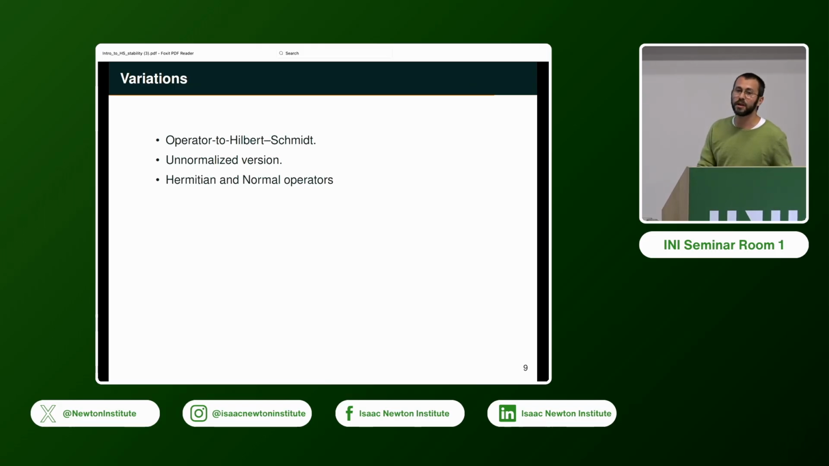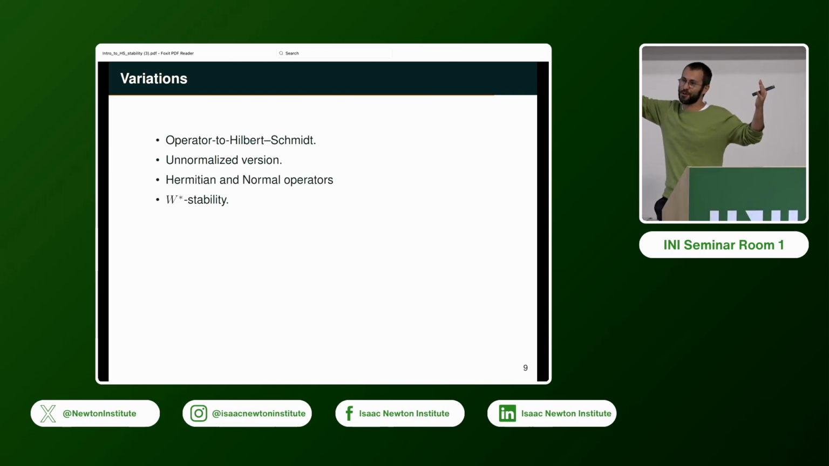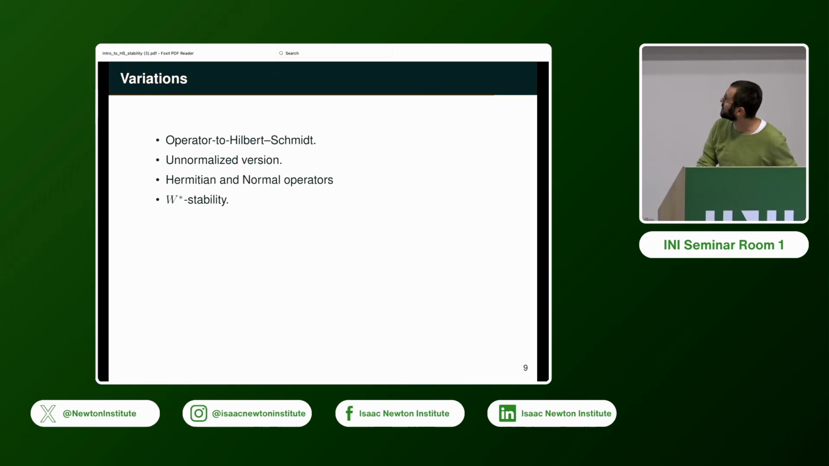Rather than unitaries, you can ask about Hermitian and normal operators. If you study C-star algebras and stability of C-star algebras, there's really no reason to restrict yourself to unitaries. These are also very natural questions. Rather than taking only finite dimensional matrices, you can take von Neumann algebras and do the Hilbert-Schmidt norm there. This is sometimes called W-star stability.